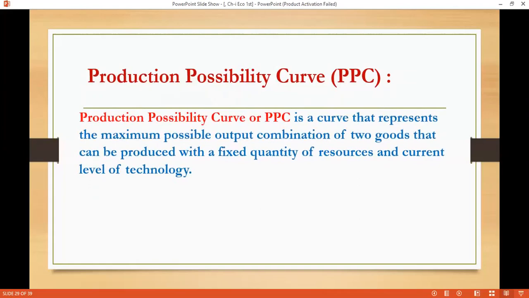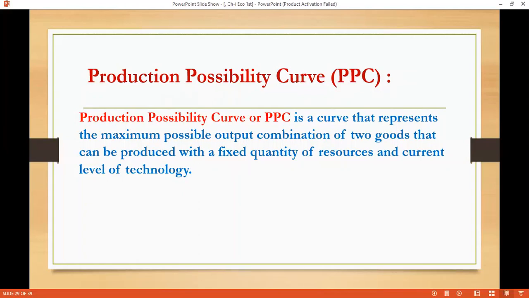The production possibility curve, or PPC, is a curve that represents the maximum possible output combination of two goods that can be produced with a fixed quantity of resources and current level of technology. Here you have noticed that a fixed quantity of resources and current level of technology is considered, because this is for a particular time: the existing quantity of resources and existing level of technology of an economy is considered.